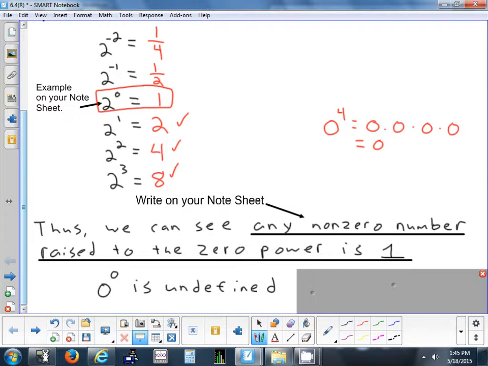If I change the base 0 to some other number, it works fine. Change the exponent to some other number, works fine. You just can't have 0 to the 0. Mr. Hager, even if that base is negative, it would still come out as 1, correct? If the base was negative? Yeah, like negative 5.